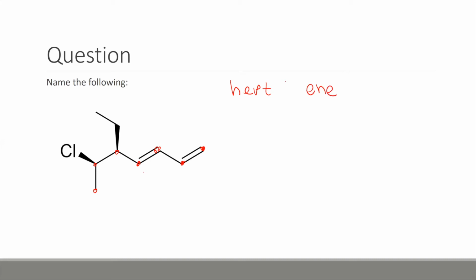Now this part is a little tricky. There are 2 double bonds, and just like with any other substituent, if you have 2 of something or more, you have to write your prefix. So this would be a diene. Again, if you had 3 double bonds, it would be a triene, etc. So don't forget those prefixes, even for double bonds.